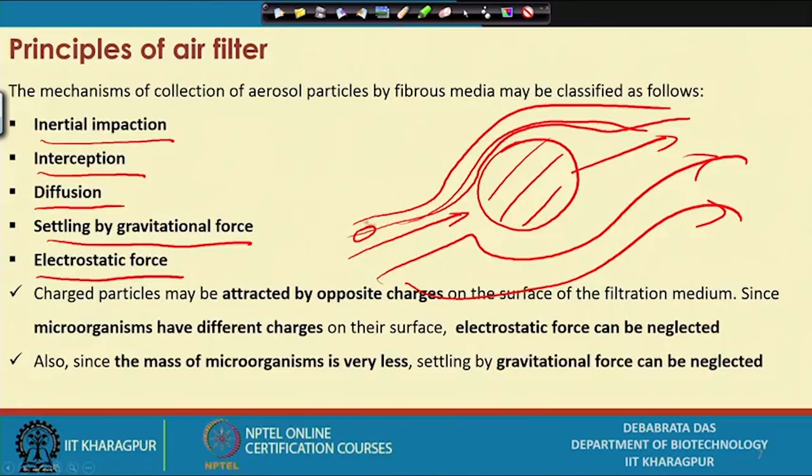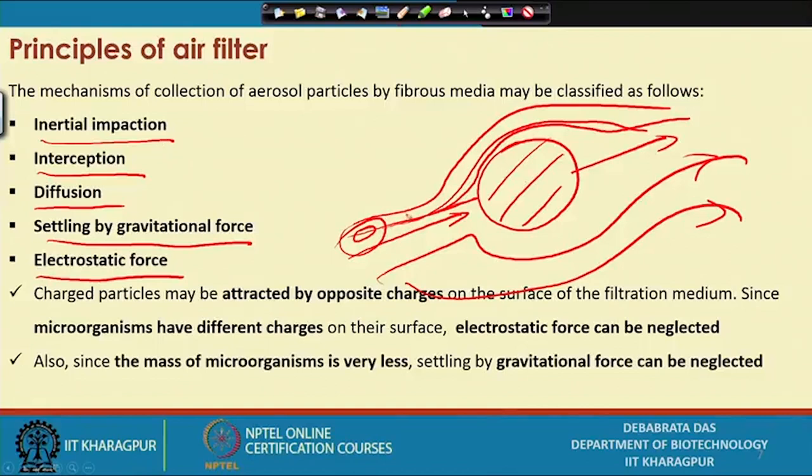Now, if you increase the velocity of the air, then there will be an inertial force, and due to Newton's first law of motion, it tries to maintain the same path. And when it maintains the same path, it will slowly deposit on the surface of the fiber. This is called inertial impaction.